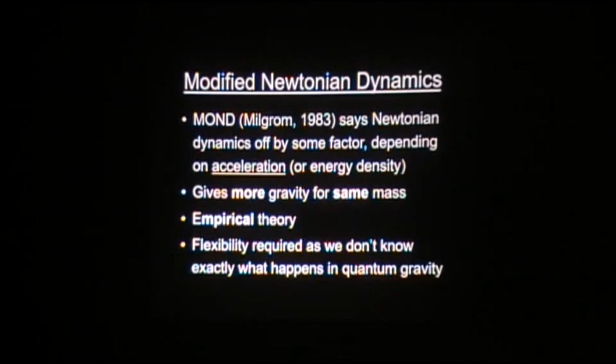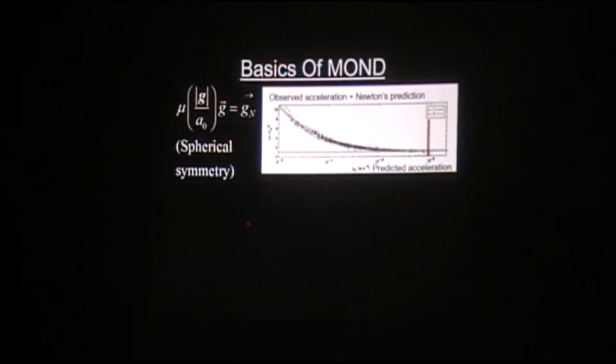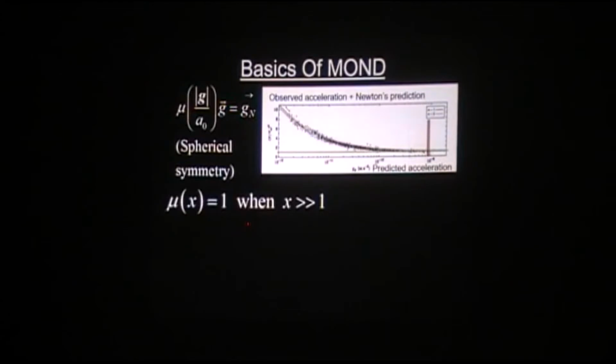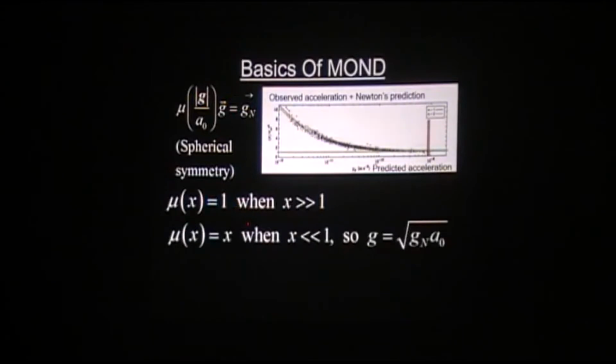For example, we know that quantum gravity has to exist because quantum mechanics and gravity exist and they have to work together consistently, but we don't know exactly how strong it will be in particular circumstances. So the basics of MOND are governed by this equation, saying that the gravity times mu is the Newtonian gravitational prediction. So what happens at high accelerations is nothing. They're the same. G and Gn are the same. But at low accelerations, you set mu to be equal to its argument. So you can see that G will equal the square root of Gn times a naught.